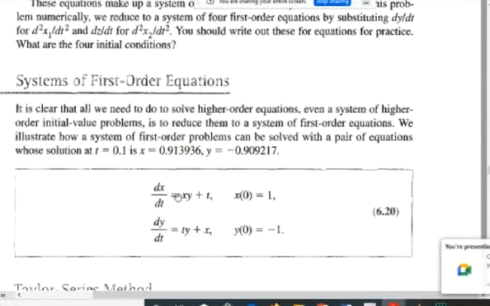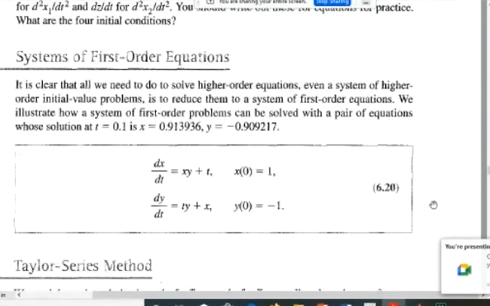With these initial values and taking a certain step, we have this system of first order differential equations in this box, shown as 6.20: dx/dt equals xy plus b, and dy/dt equals y plus x, with x0 equals 1 and y0 equals minus 1.